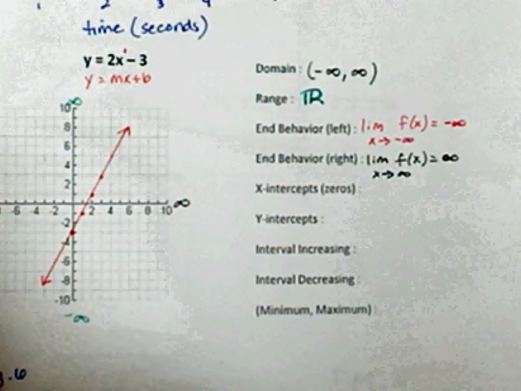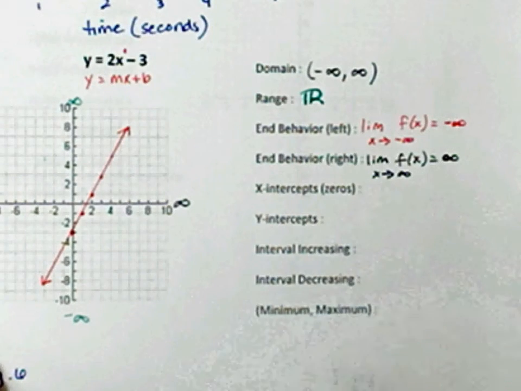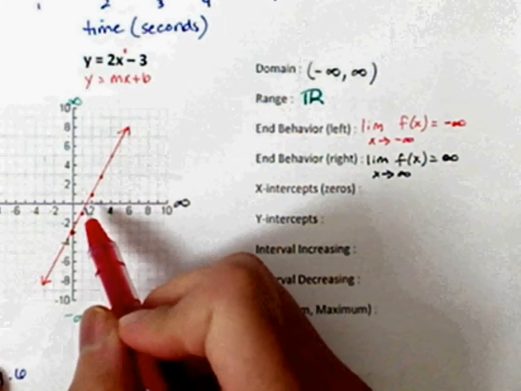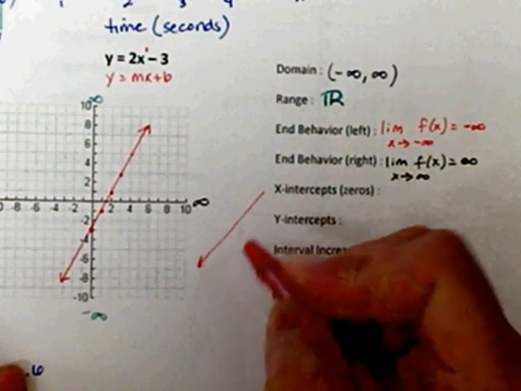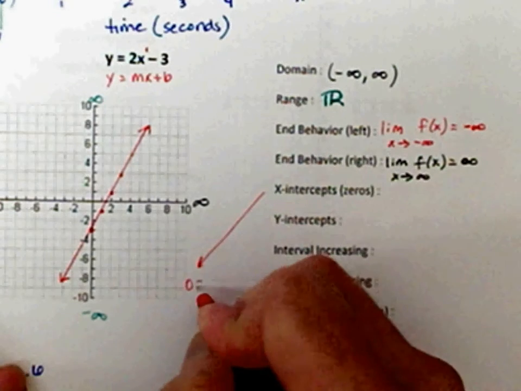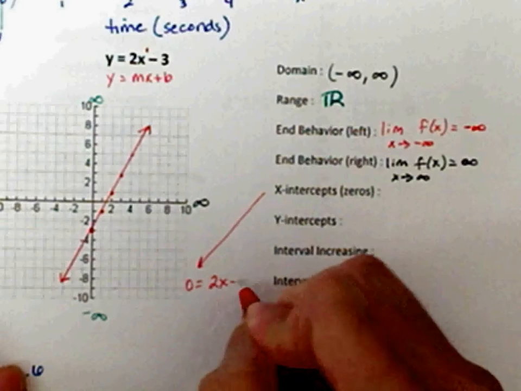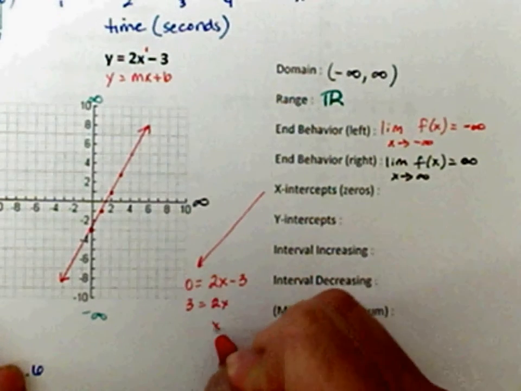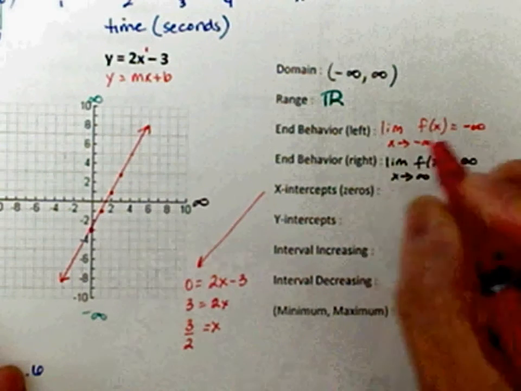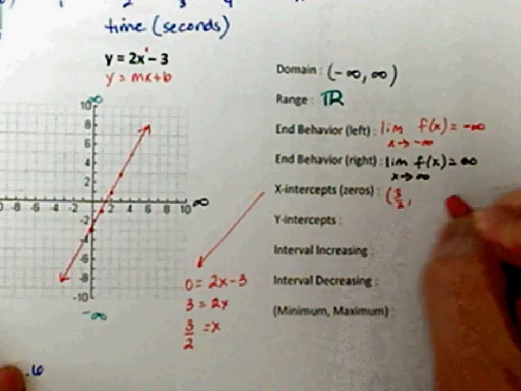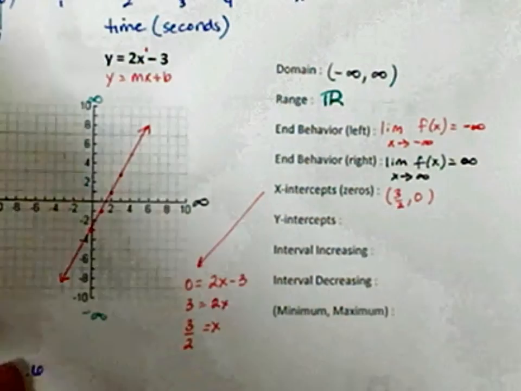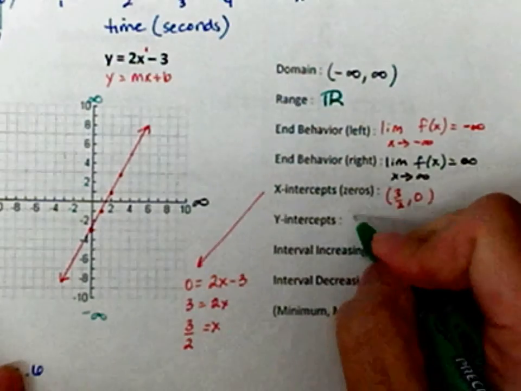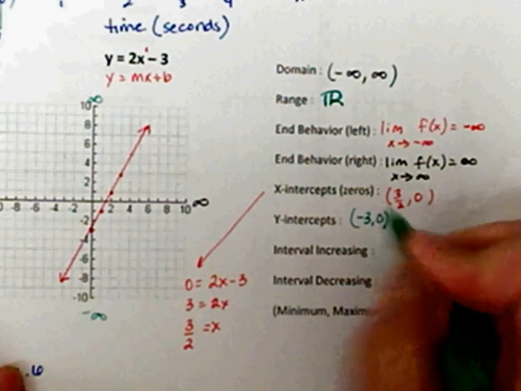Okay? Your x-intercepts. Now, if you take a look, I don't know exactly where I crossed the x-axis. It's kind of like halfway. So what you can also do is, remember your y is 0. So 0 equals 2x minus 3. Solve for x. 3 is equal to 2x. x is equal to 3 over 2. So you're crossing at (3/2, 0). Your y-intercept is always the constant. So that's going to be (0, -3).